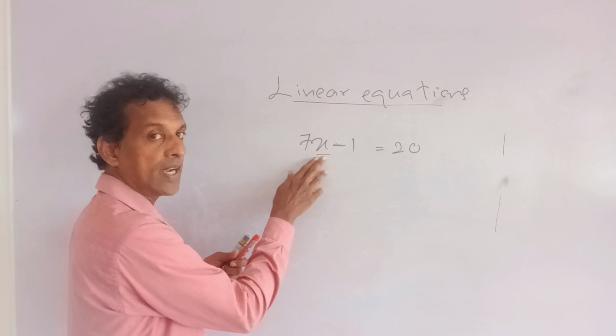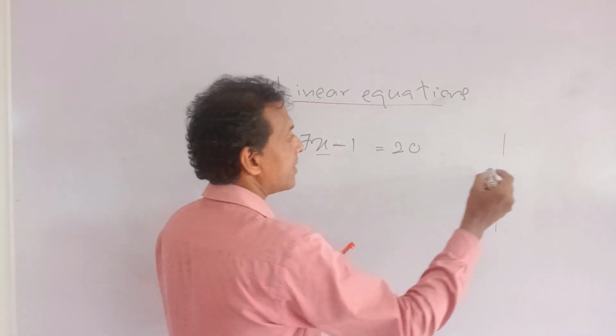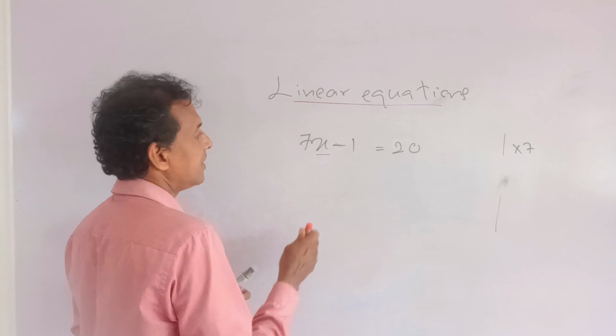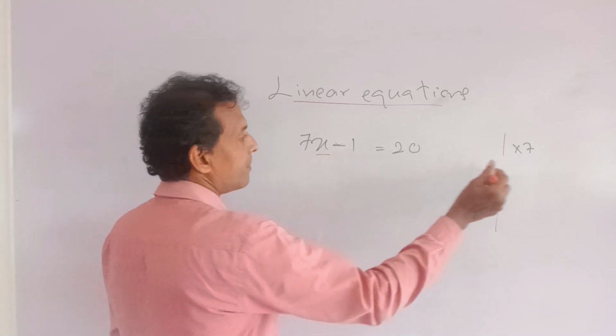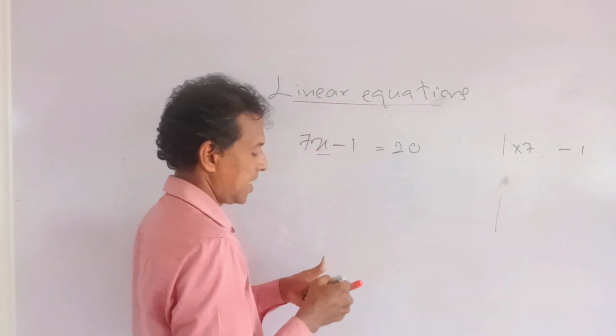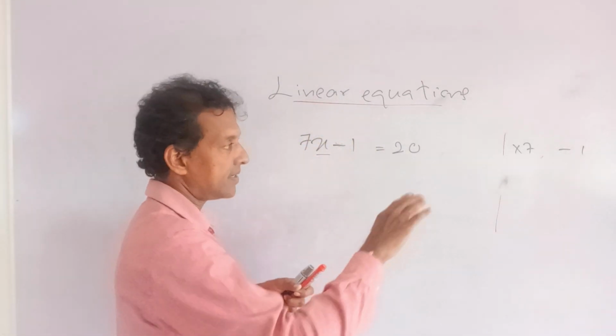First x is multiplied by 7, so we write multiply by 7. The next operation, subtract 1. Now we move on to the inverse operation.